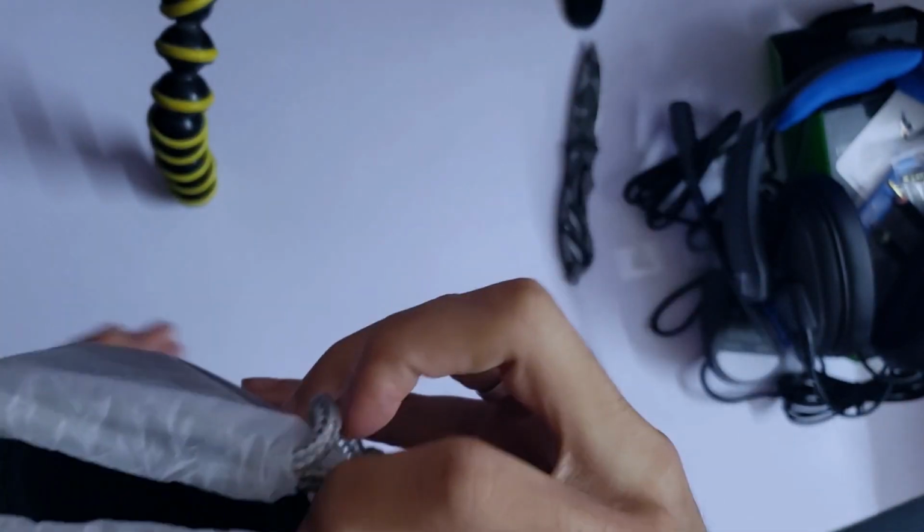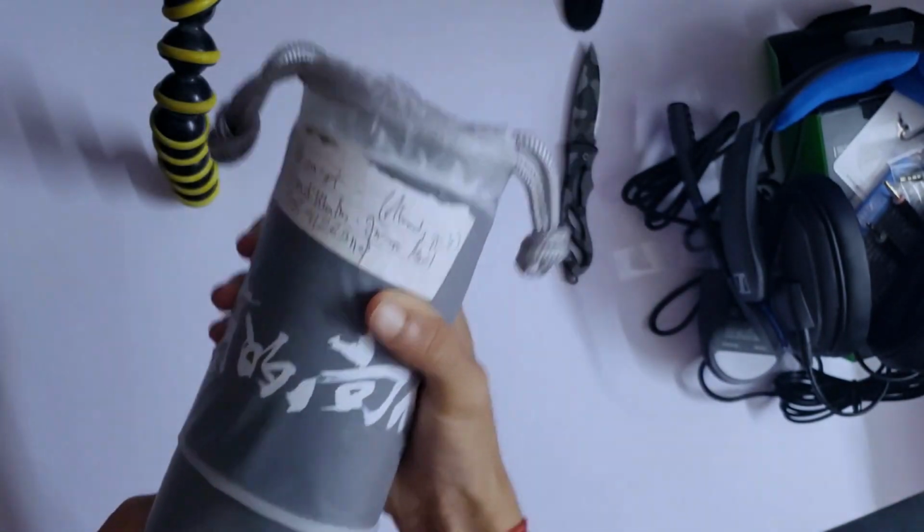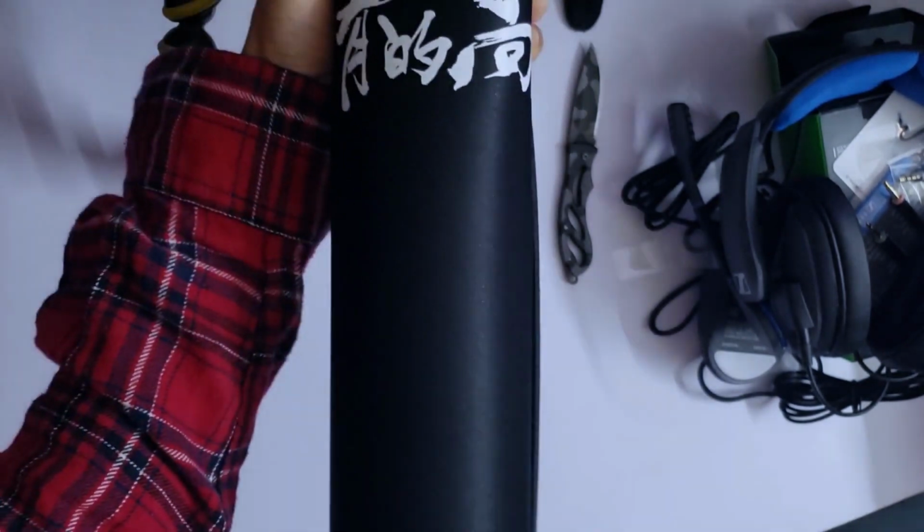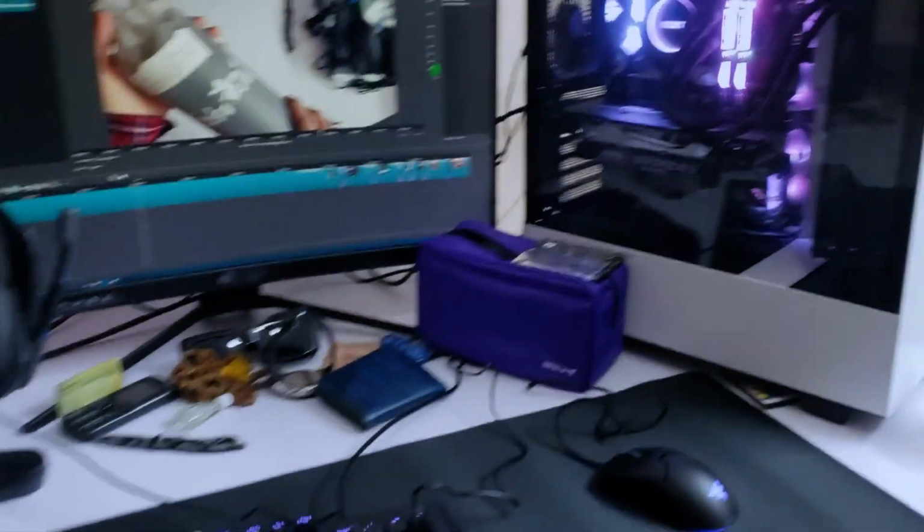The last thing is the mousepad. I can't really read this. What is this language? Changchun mousepad. So yeah, that's a wrap for the video.